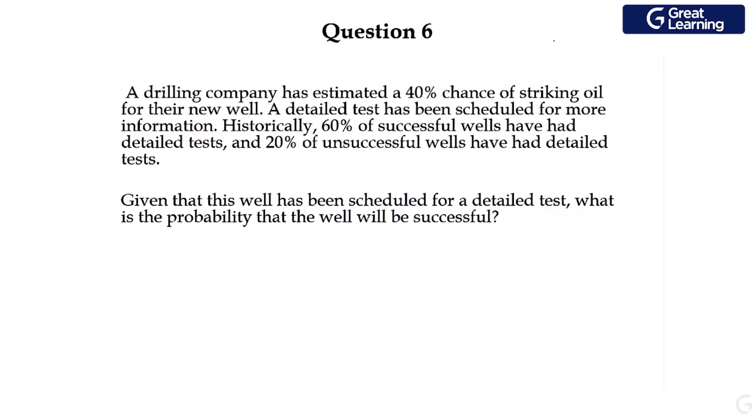So the drilling company has estimated a 40% chance of striking oil for the new well. A detailed test has been scheduled for more information. Historically, 60% of the successful wells have had a detailed test, and 20% of the unsuccessful wells have had detailed tests. Given that this well has been scheduled for a detailed test, what is the probability that the well will be successful?